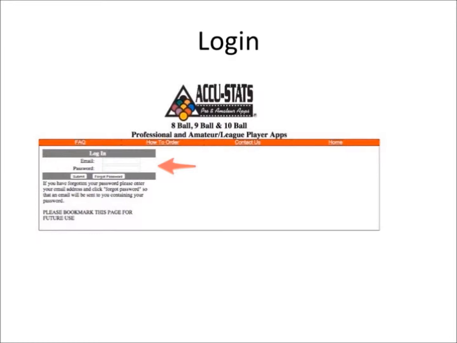So you've received an email from Accu-Stats after your first purchase. In the email, it'll have a link that will take you to this login page. Here you insert your email address and the password that was given to you. Once you go to the website, you will be able to change your password for future logins. I would recommend that you bookmark this page, as anytime that you want to download the app, you will need to do that. Now, if you're in a match, all you would do is click the start over button and you would not have to go through this process.